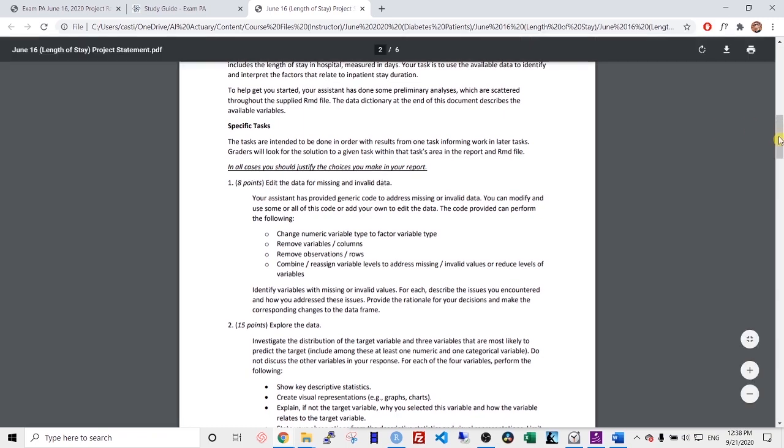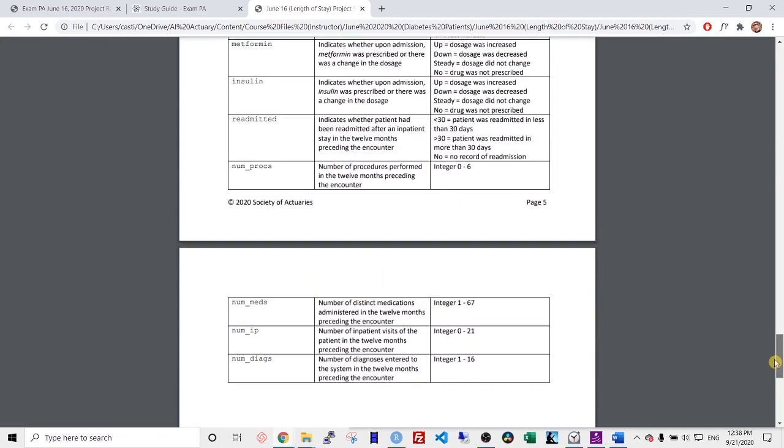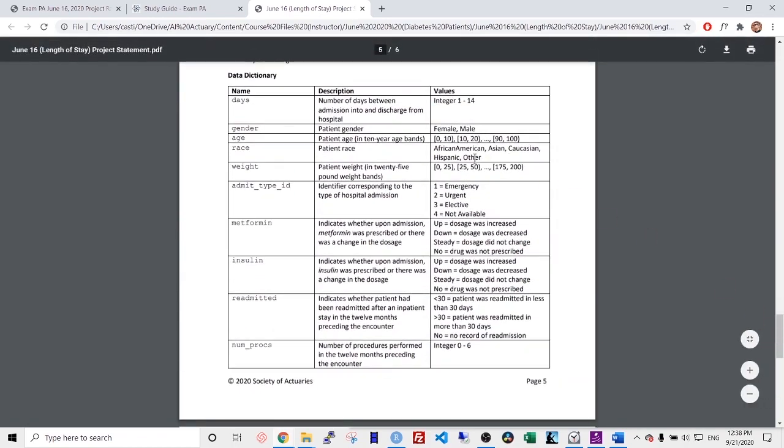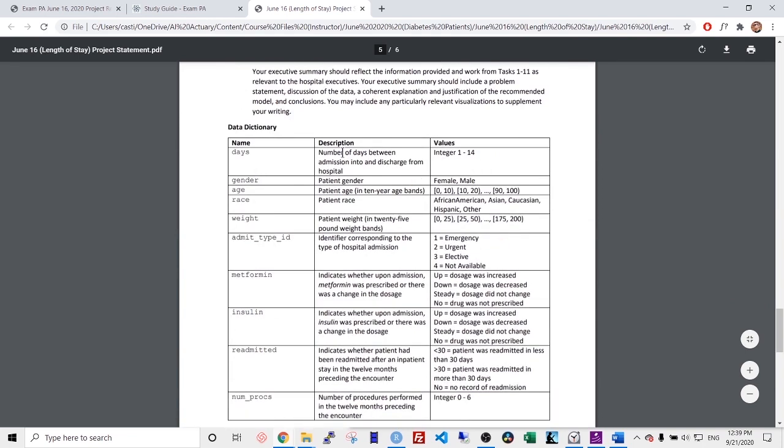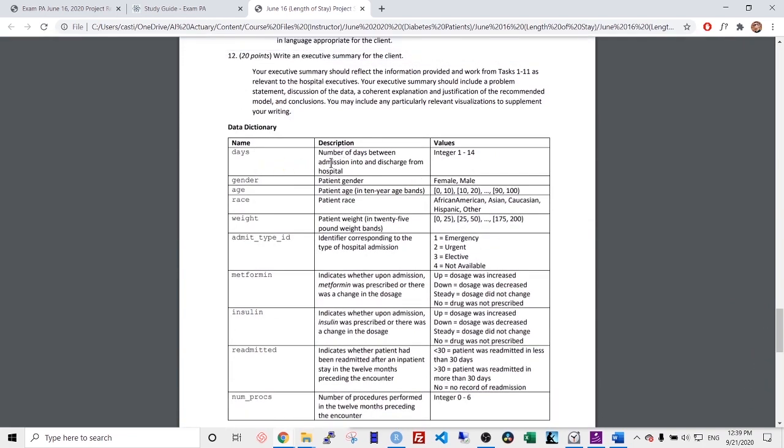Let's take a look at the data dictionary. First of all, there's a lot of variables here. There's a mixture of categorical and numeric values, and I see that the data is on the patient level, so each observation is one patient's stay. Here's the target variable, the number of days.